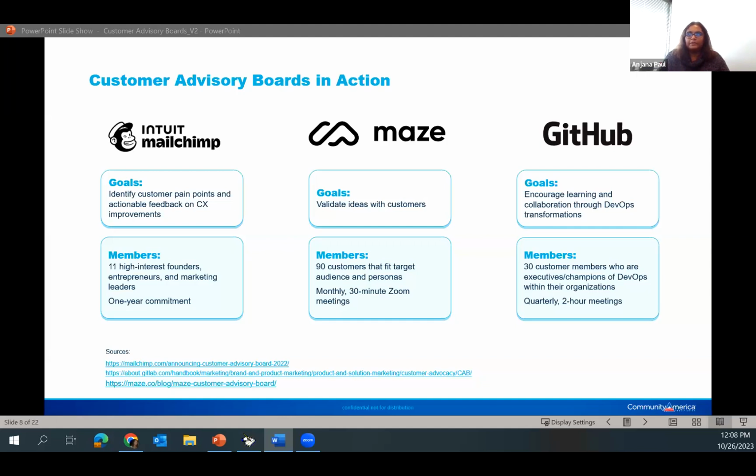Last, there's GitHub. So GitHub is a cloud-based platform that allows software developers to store and manage their code. They set up a customer advisory board to encourage learning and collaboration through DevOps transformations. And they have 30 members of their board, which basically consists of executives or champions of DevOps within their company. And these members meet on a quarterly basis for 2 hours at a time.